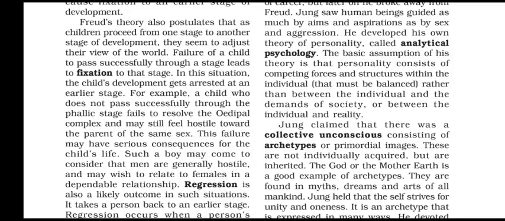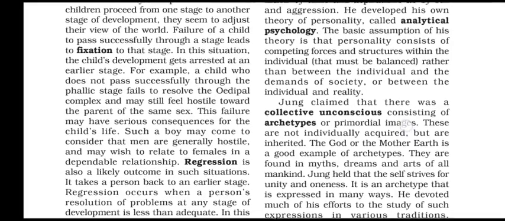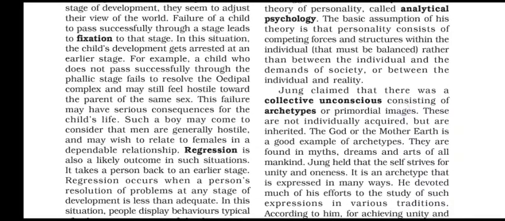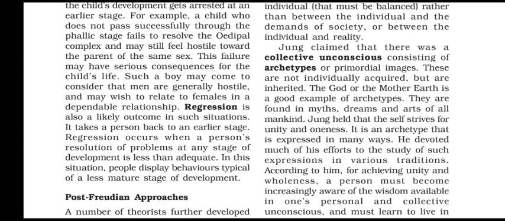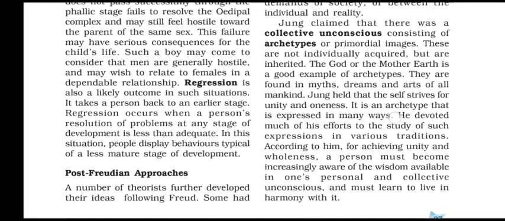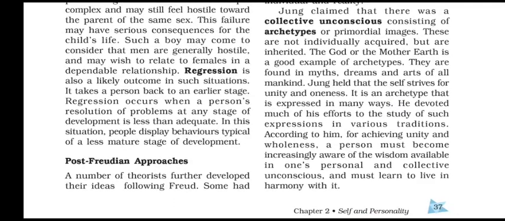Failure of a child to pass successfully through a stage leads to fixation to that stage. In this situation, the child's development gets arrested at an earlier stage. For example, a child who does not pass successfully through the phallic stage fails to resolve Oedipus complex and may still feel hostile toward the parent of the same sex. This failure may have serious consequences for the child's life.